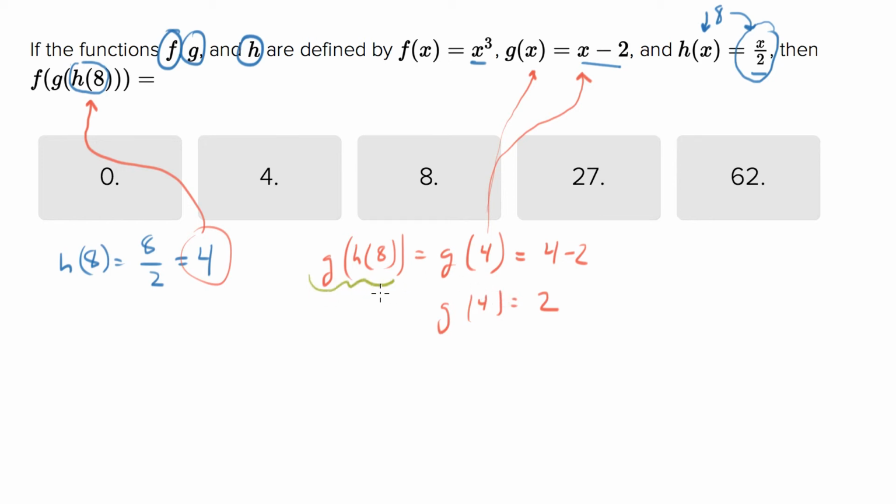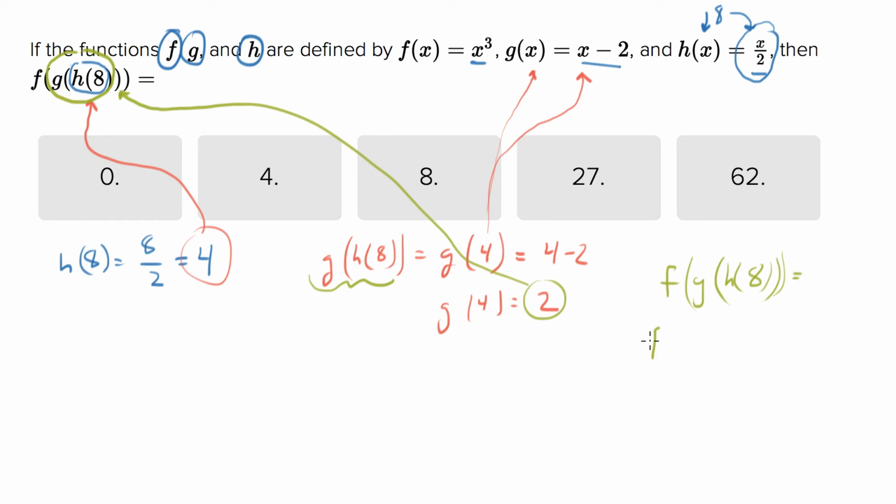And you can think of this as g of h of 8. So since we know g of h of 8 is 2, we can plug that 2 in for g of h of 8. Right? So this 2 is what's going to go in for g of h of 8. So now we have f of g of h of 8. All of that equals, you can think of f of, so g of h of 8 is 2. So this is f of 2.